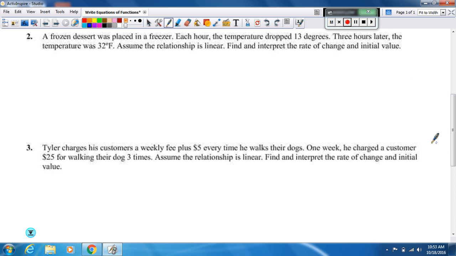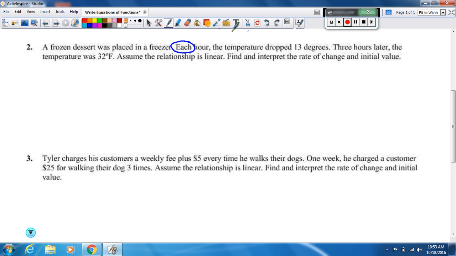A frozen dessert was placed in a freezer. Each hour, the word each, that tells you the slope. Each, per, and every indicate slope. The temperature dropped. Drop means negative. So we've got y equals negative 13x plus b. B is what it is originally.